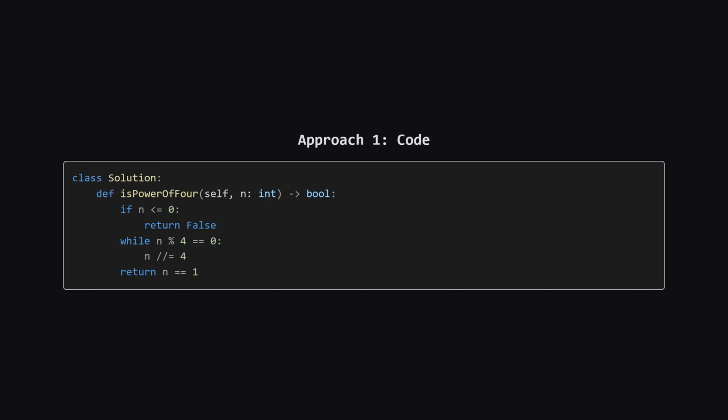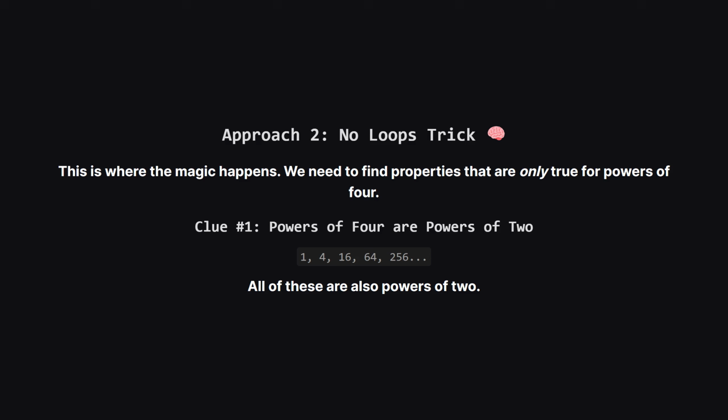And here's what that looks like in code. First, we have a check to immediately return false if n is 0 or negative. Then, the while loop does the work. As long as the number is cleanly divisible by 4, we divide it by 4. After the loop finishes, we just check if the result is 1. It's simple and it works, but it's not what the follow-up question was hoping for.